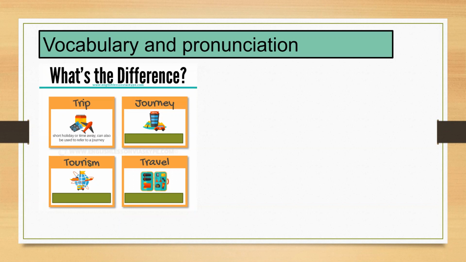Okay, so the first one, it's a trip, that is a short holiday or time away. It can also be used to refer to a journey. Okay, utilizamos el trip para decir que es un tiempo fuera que te vas a dar, ¿no? Vas a salir, ¿no? Y generalmente lo utilizamos para referirnos a un journey, ¿sí?